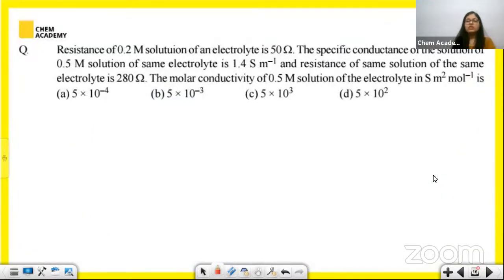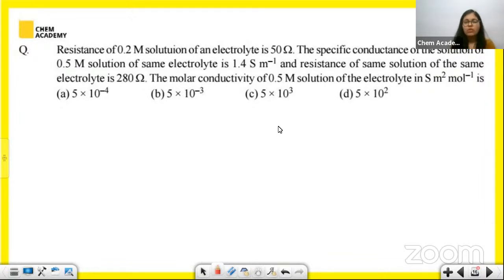Let's see. Now this question says that the resistance of a 0.2 molar solution of an electrolyte is 50 ohm. The specific conductance of a 0.5 molar solution of the same electrolyte is 1.5 Siemens per meter, and the resistance of the same solution is 280 ohm. The molar conductivity of the 0.5 molar solution of the electrolyte in Siemens meter square mole inverse is?